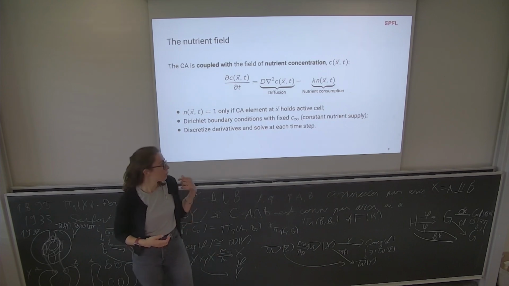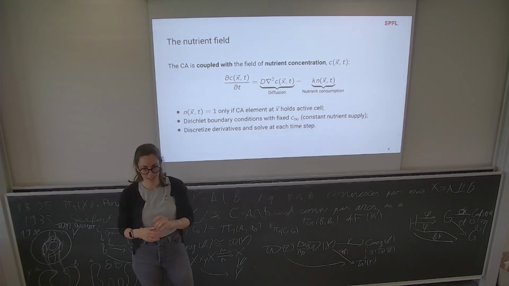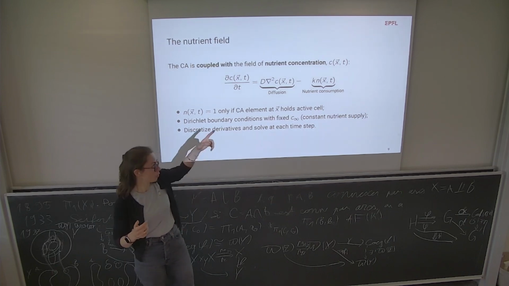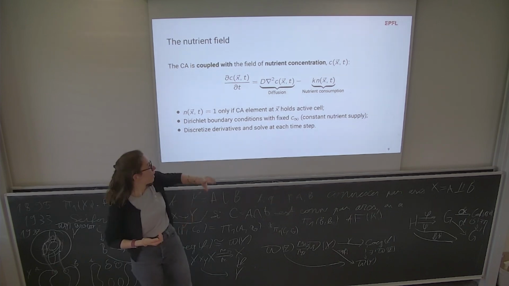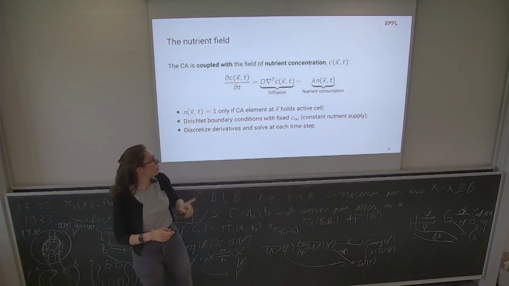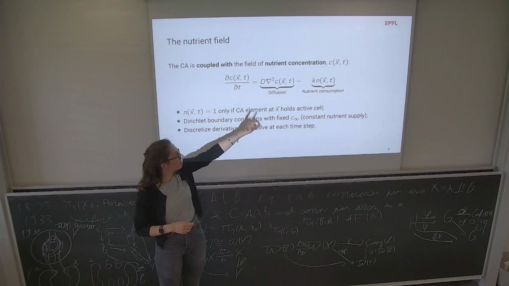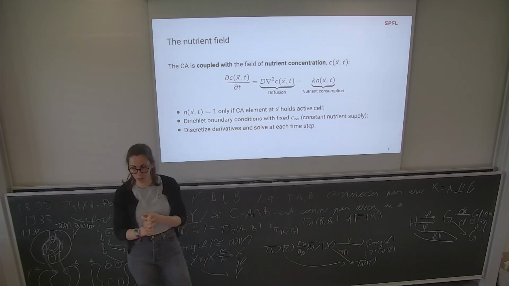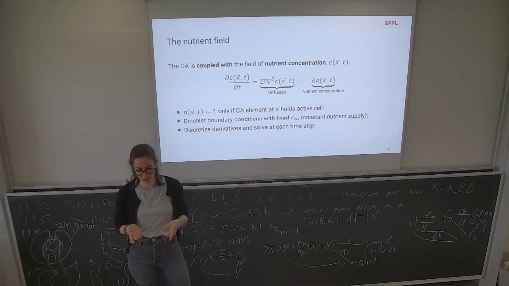And as last thing, the nutrient field. So as I said, I'm coupling the cellular automaton with a field which I call C for the nutrient concentration, and it evolves according to this equation. There is a diffusion with diffusion coefficient D, and there's the nutrient consumption, and I assume K is constant and is equal for all active cells, and it tells us how much nutrient is consumed.